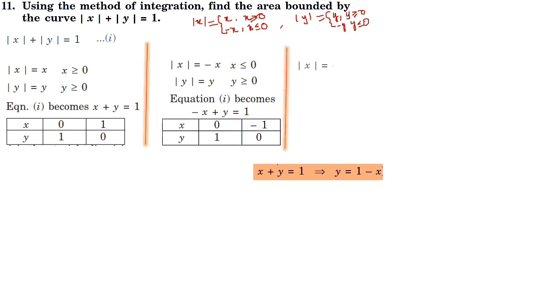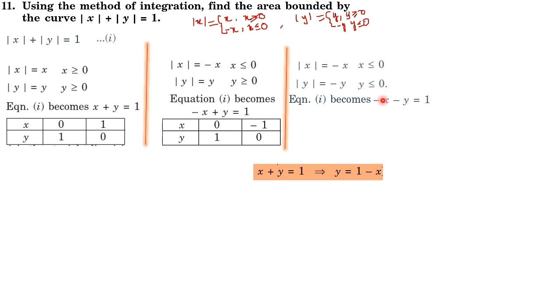Then again, modulus of x is equal to minus x, that means again the second one I am taking, if x is less than 0, and modulus of y is equal to minus y if y is less than or equal to 0. Once again, there should be an order. First that I have taken, then next is the second, and here also the second one I have taken.